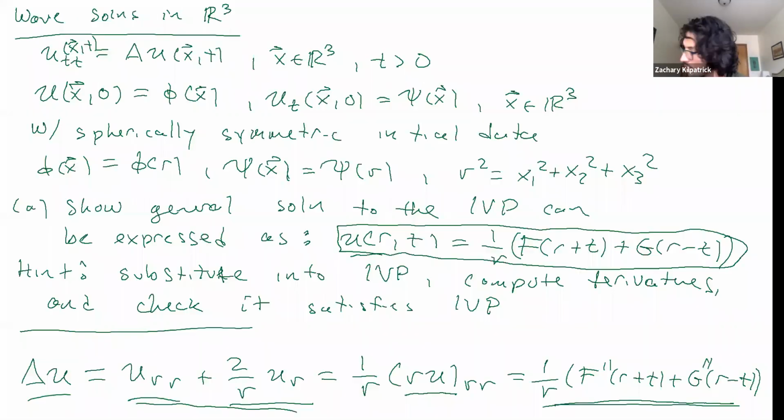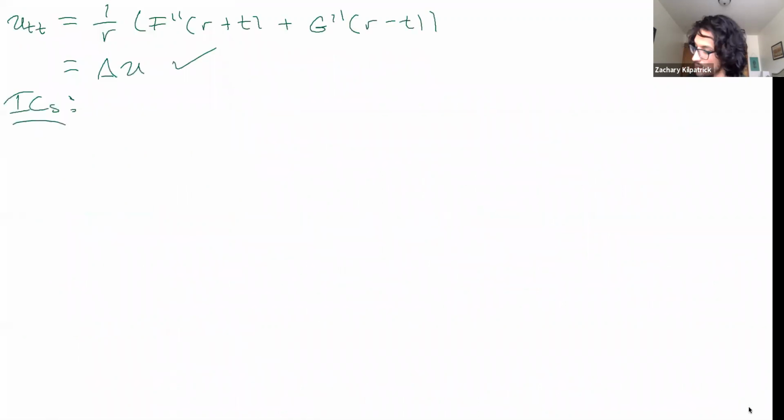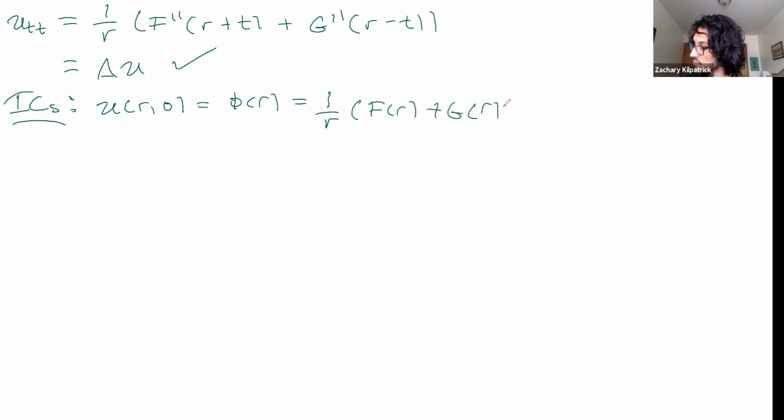If we want to know what U and what F and G should be, then we just plug into the initial conditions, right? So we get U of R, 0 in this case, equals phi of R, which is just going to be 1 over R times F of R plus G of R, okay? So we have one formula.